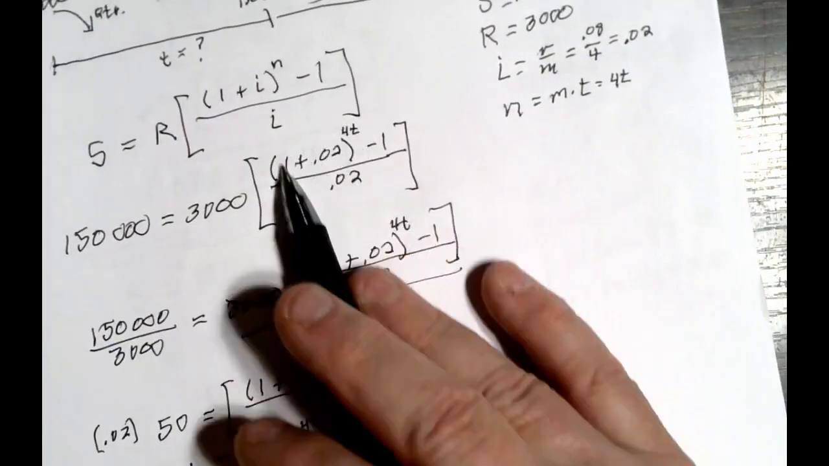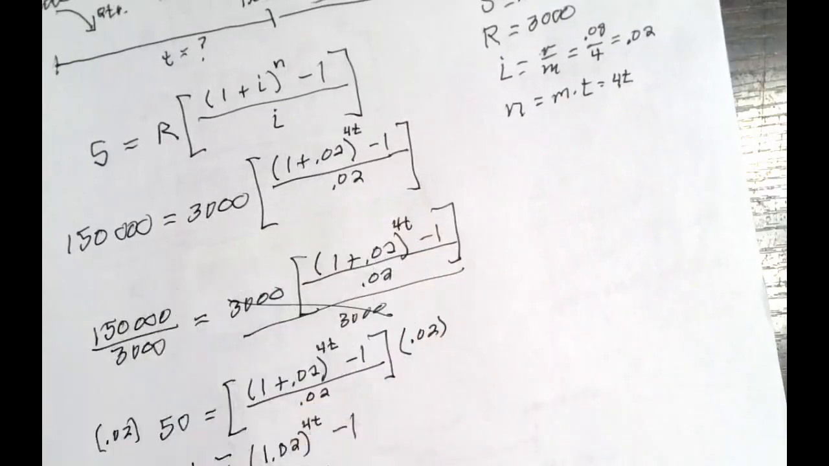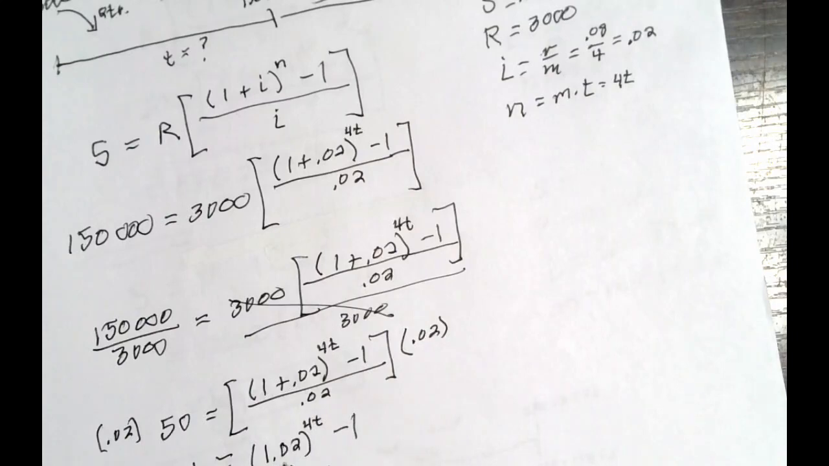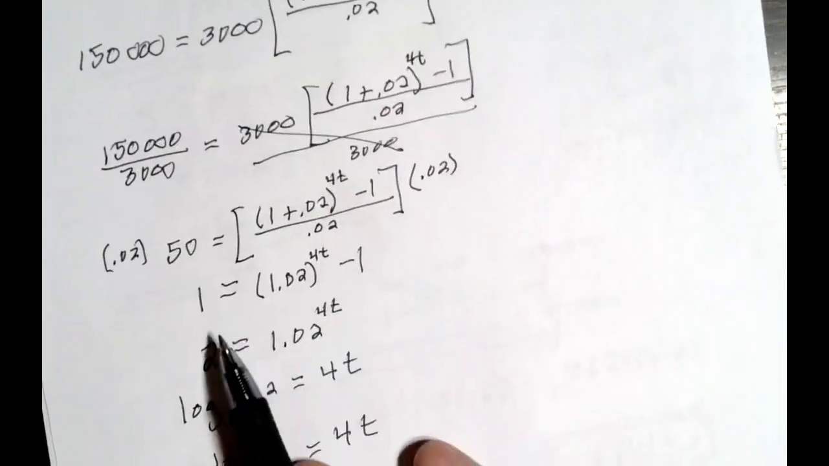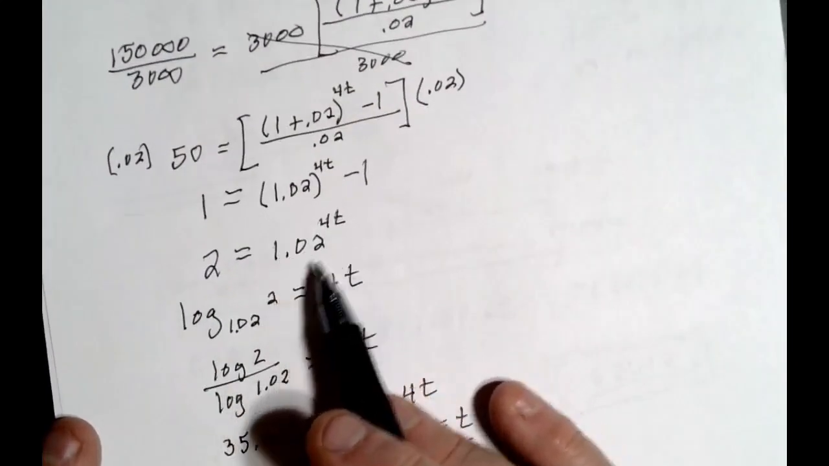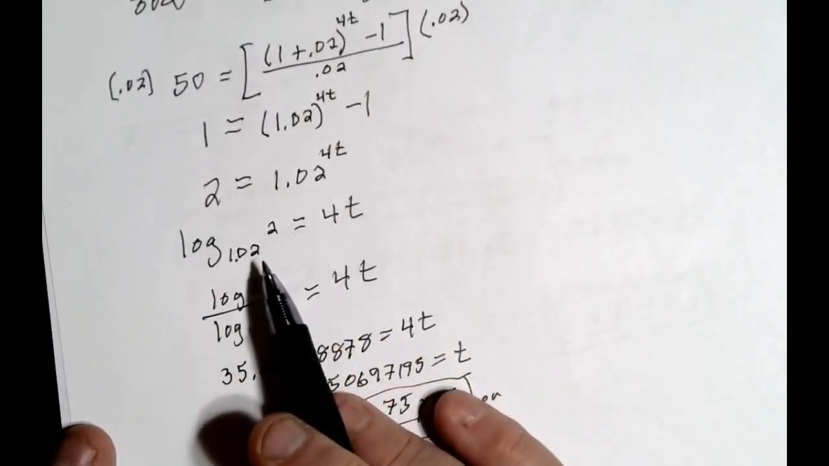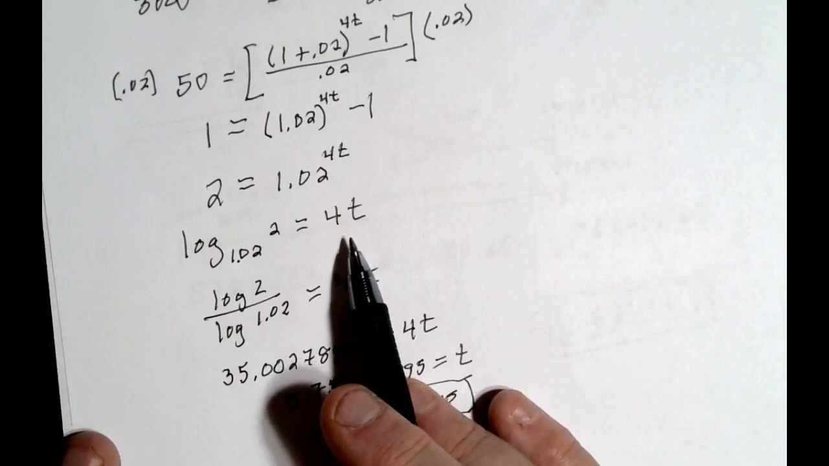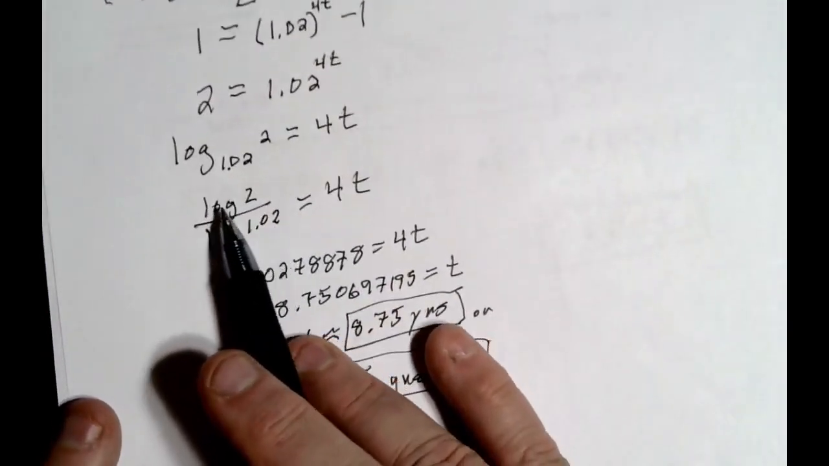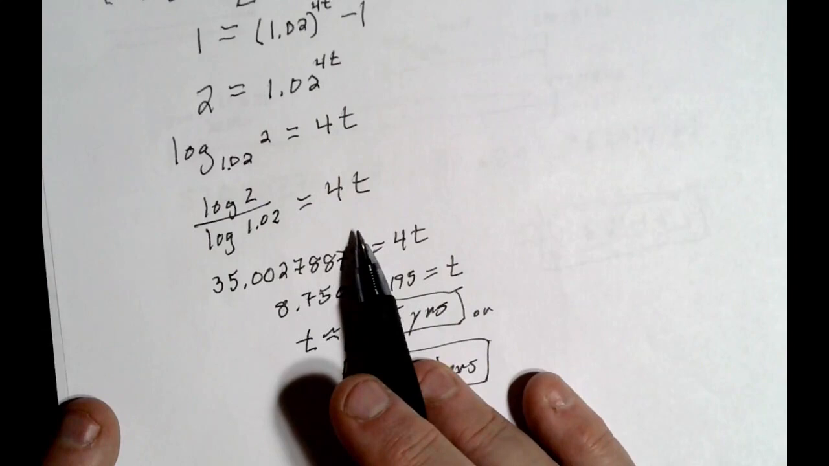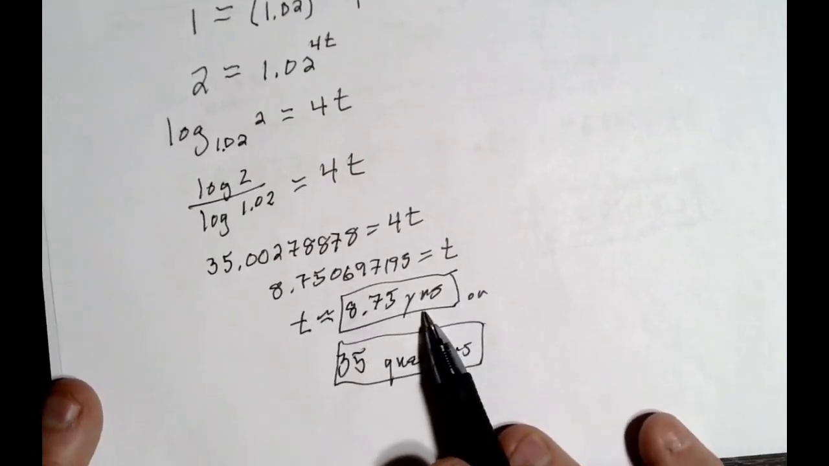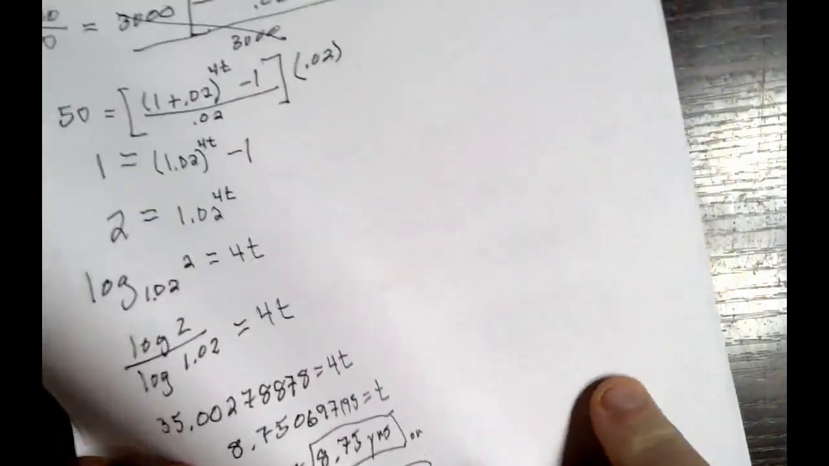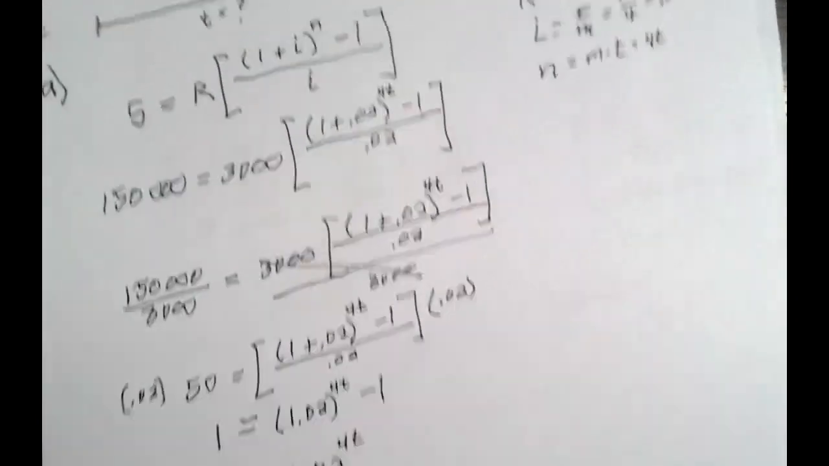Again, you want to get this guy all by itself. So you divide by 3,000, multiply by 0.02, subtract 1, or add 1, sorry. And then rewrite it with log. So log base 1.02 of 2 equals the exponent for t. So write this with change of base, divide by 4, and now you've got your time, 8.75 years or 35 quarters. Actually, you could probably, no, that's 35 quarters.